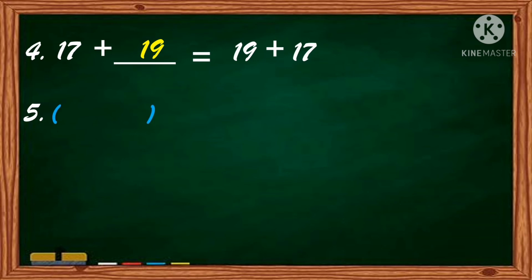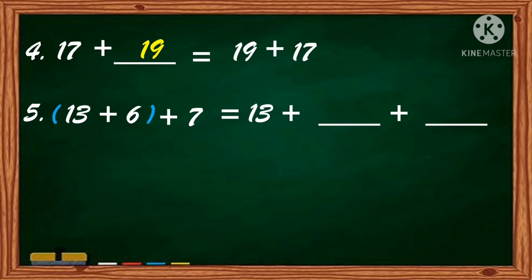Number 5. Open and close parentheses, 13 plus 6 plus 7 is equal to 13 plus, open and close parentheses, blank plus blank. What are the missing numbers? Let's check your answer. 6 and 7.